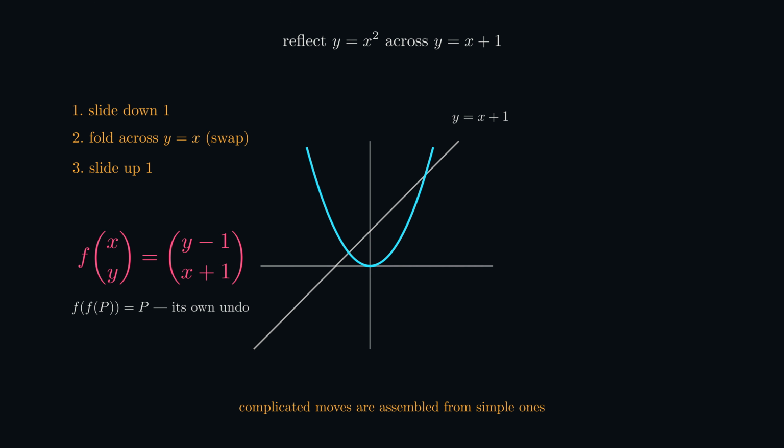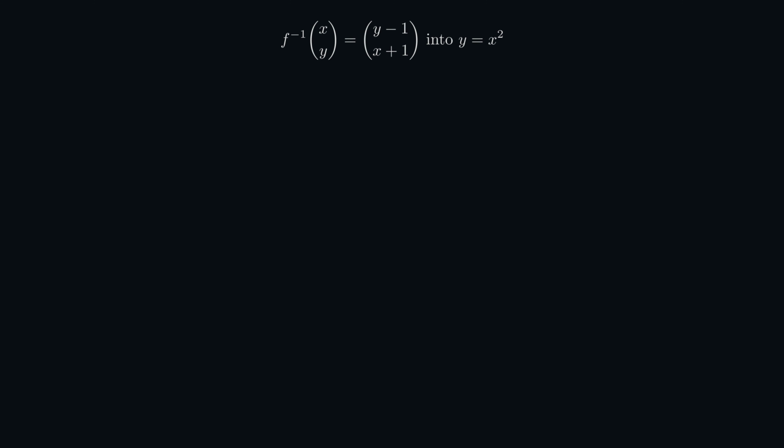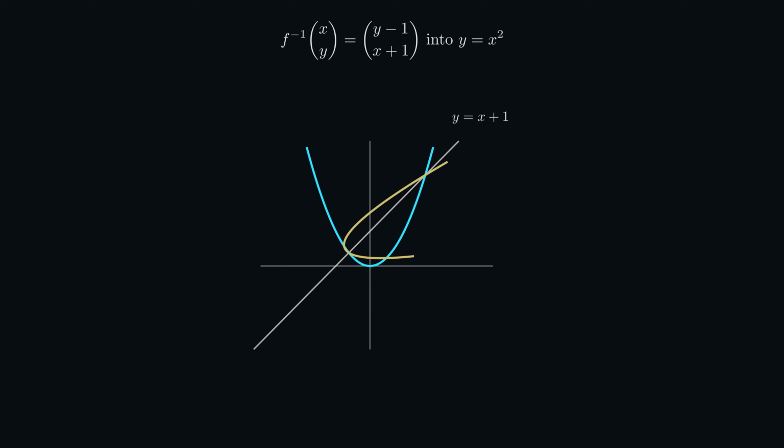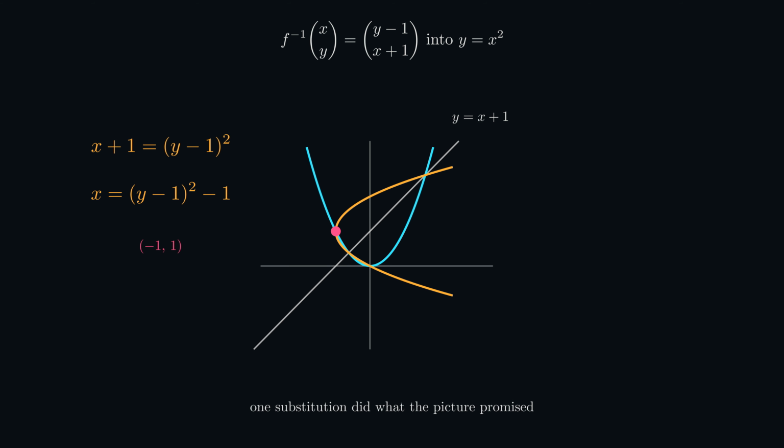Complicated transformations are assembled from simple ones. That is a technique worth keeping. Now the image is one substitution away. The pullback of x, y is y minus 1, x plus 1. Put that into y equals x squared. x plus 1 equals y minus 1 squared. Rearranged, x equals y minus 1 squared minus 1.